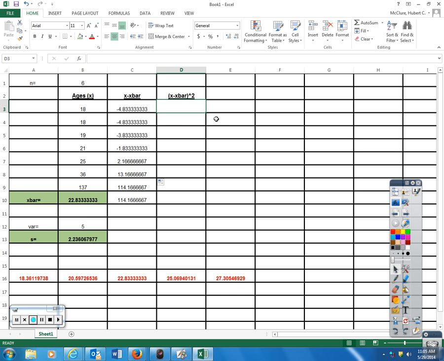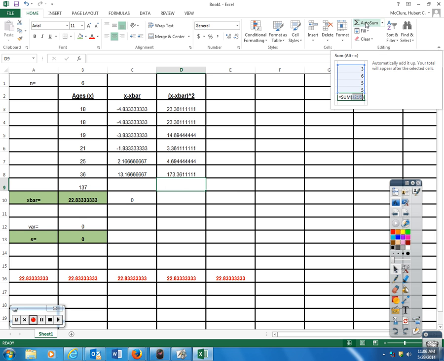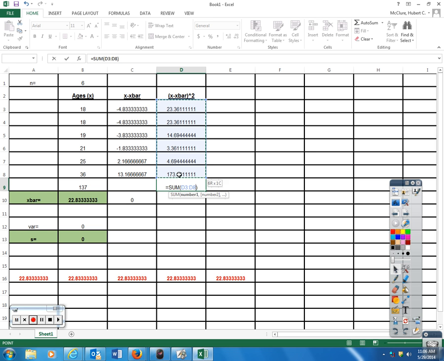Now we're going to square those numbers. So equals this number raised to the second power. And you can copy and drag that down because it's going to read each one and square it. And there's your numbers there. Okay? Now we need that number summation. So put that button right there. Click on those. And there's your number there.